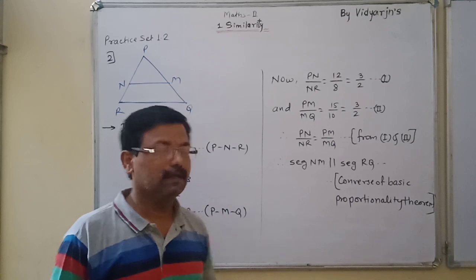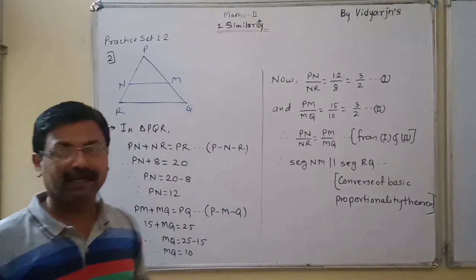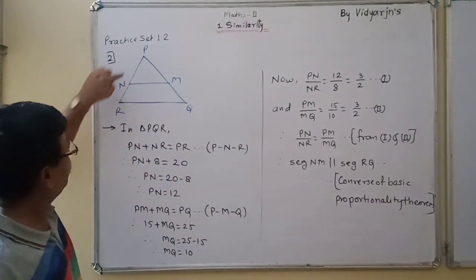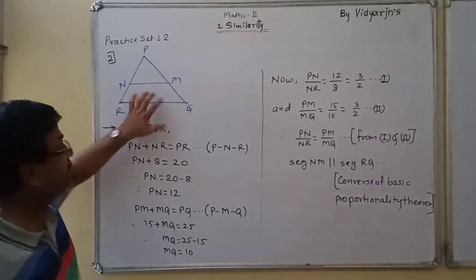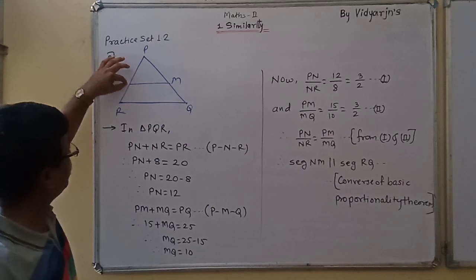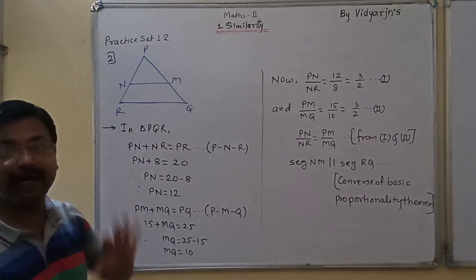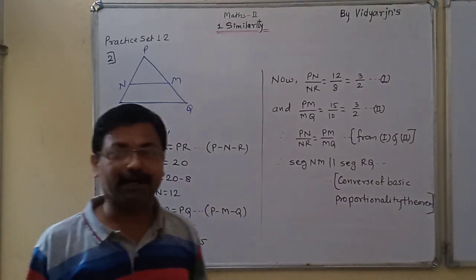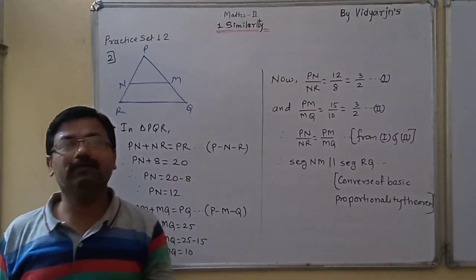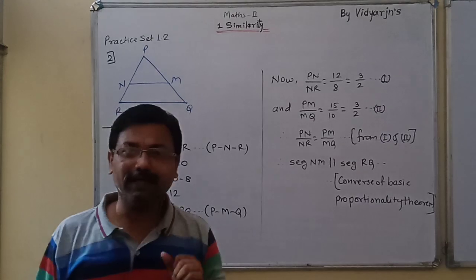We can show the other two examples similarly. Now, the second example. In the second example, we are given triangle PRQ and segment NM intersects side PR at N and PQ at M. We have to show that NM is parallel to RQ.